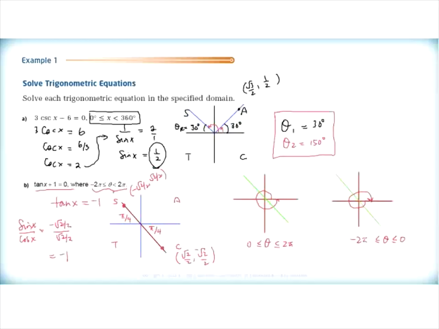Terminal arms located here. You can see that I will have 4 answers. I will have 2 answers as I rotate once in the positive direction, and I'll have 2 answers as I rotate once in the negative direction. Let's list the answers. Theta 1 will be, and remember your reference angle is pi over 4, so your first angle is going to be 3 pi over 4, which is this angle right here. It's 1 pi over 4 less than 4 pi over 4. And theta 2 is going to be 7 pi over 4, which is this angle right here.